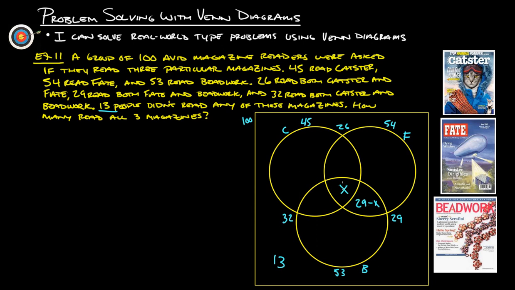So let's say this is 10. This would have to be 29 minus 10, which is 19. 19 and 10 give us the 29 total. Same thing for this here. This is going to have to be 26 minus X. And these two have to add up to 32. X is already there, so this is going to be 32 minus X.